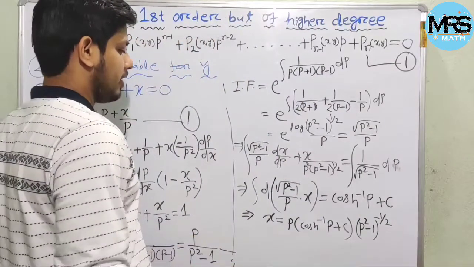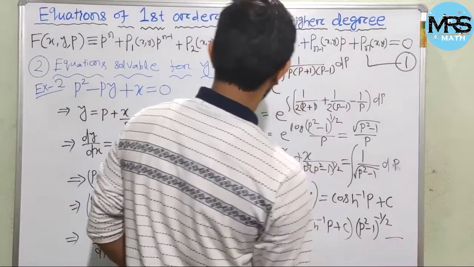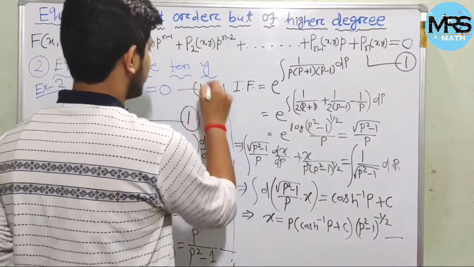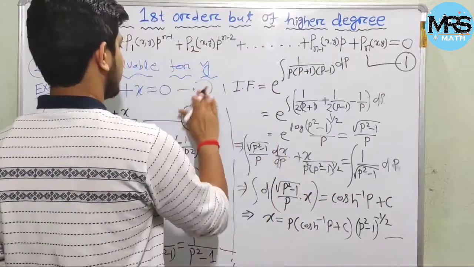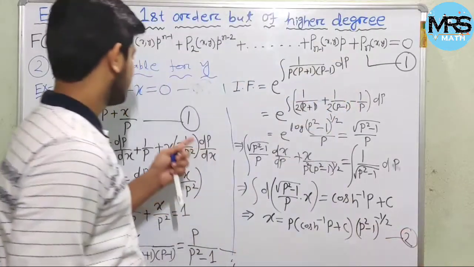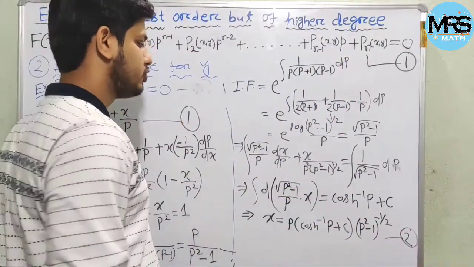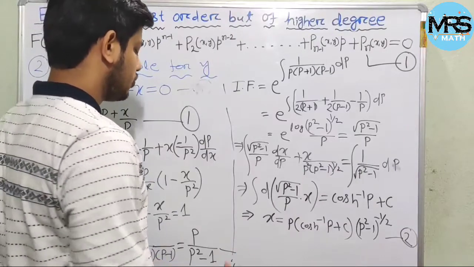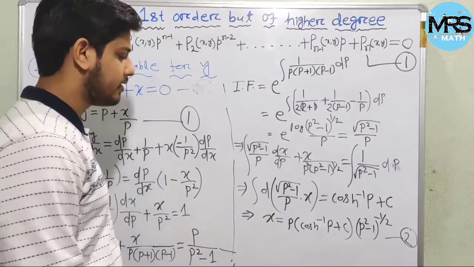So now you can see from this equation, okay, this one you take as 1, and this you take as 2. Then from equation 1 and equation 2 it is difficult to eliminate p, okay, you can see.